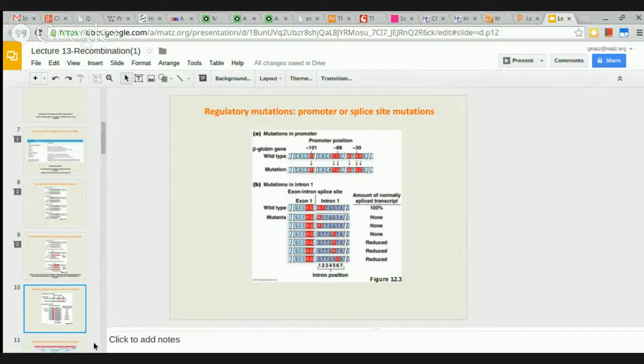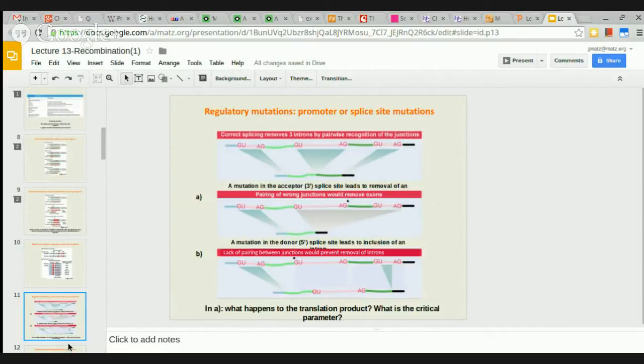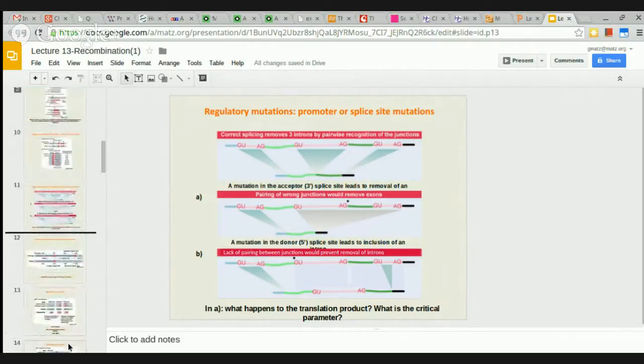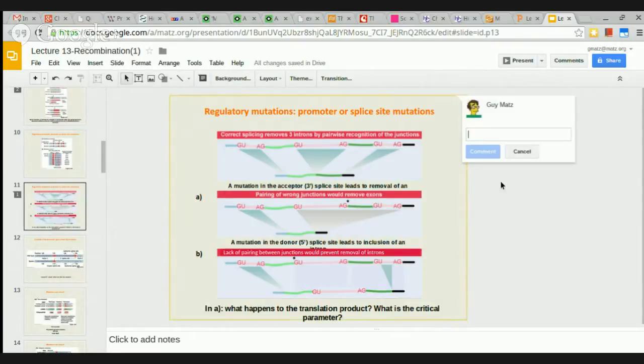So here's a very important point, so important that I actually imported a figure from somewhere else. This tells you how important this is, because I felt that the chapter didn't do a very good job in explaining this.